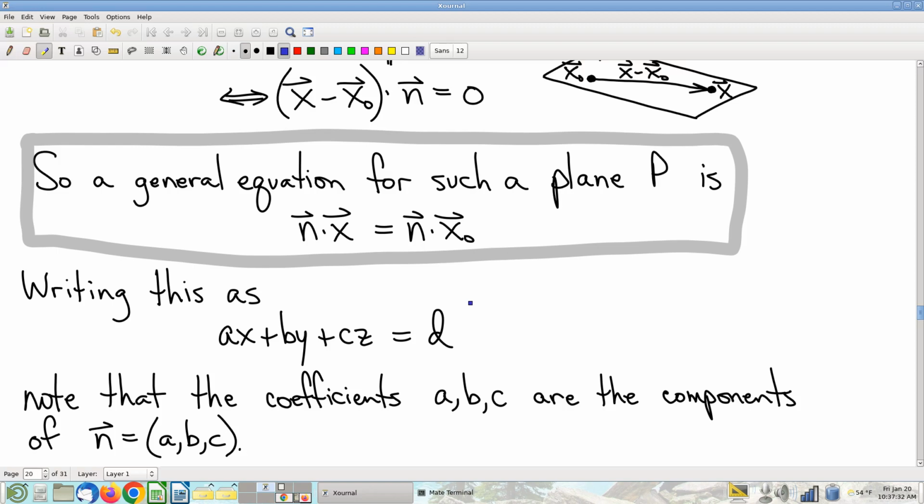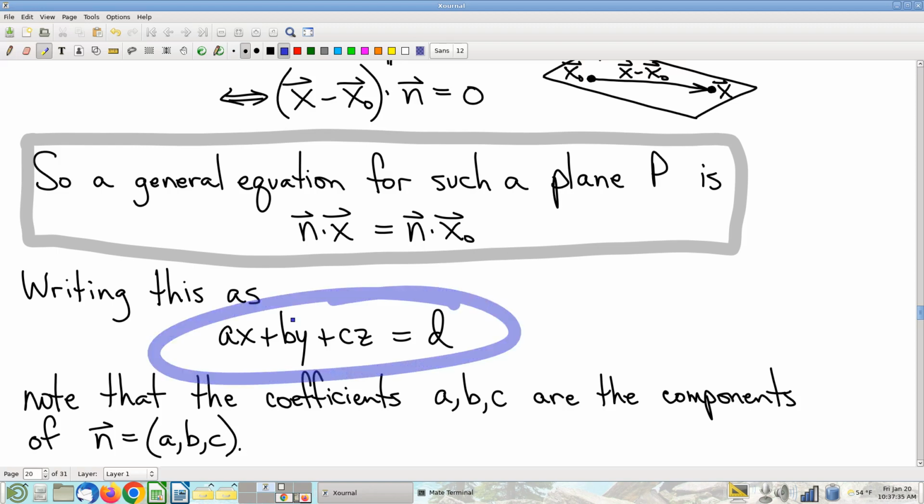And so then here's our rewrite, an alternate version of the equation of a plane. It looks like this. And it's pretty satisfying. It looks a lot like the equation of a line in 2 dimensions, doesn't it? It's just kind of one extra term, if you will.